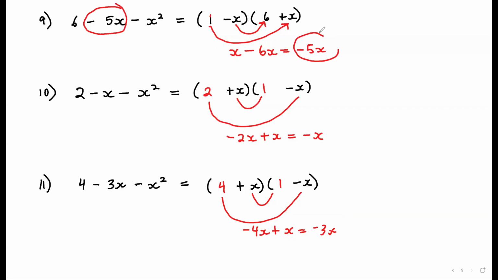So this is what I'm trying to figure out here. See? The previous one was minus 5x. This one was minus 3x. So that is the part that tells us which bracket to put which factor in, right? Because the first one here is going to be multiplied by minus x. And the second one is going to be multiplied by the first digit in the second bracket. Let's look at another one.